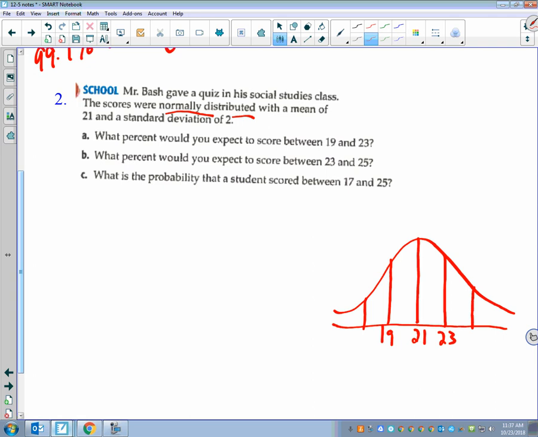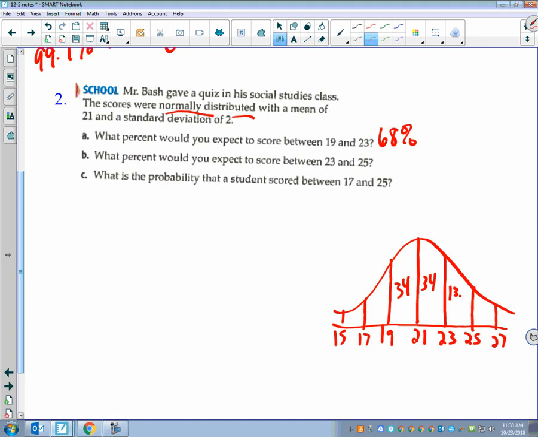And if I keep going by the standard deviation, this would go 25, this would go 27, this would go 17, this would go 15, right? So you use the mean and the standard deviation, and then they can ask you, what percent would you expect to score between 19 and 23? Well, 19 and 23 is 1 standard deviation away, so that would be 34 and 34, or that would be 68% of the class.